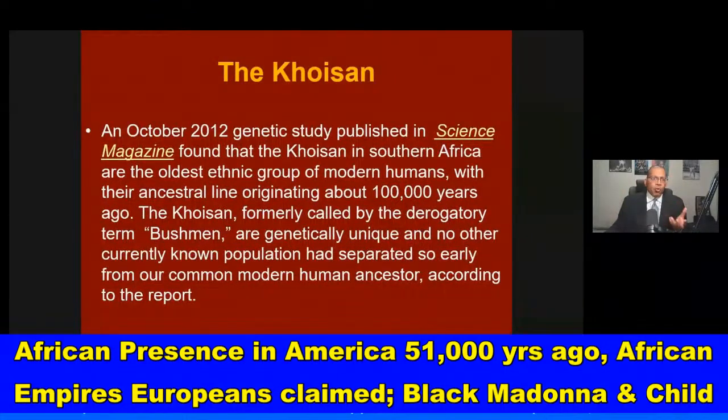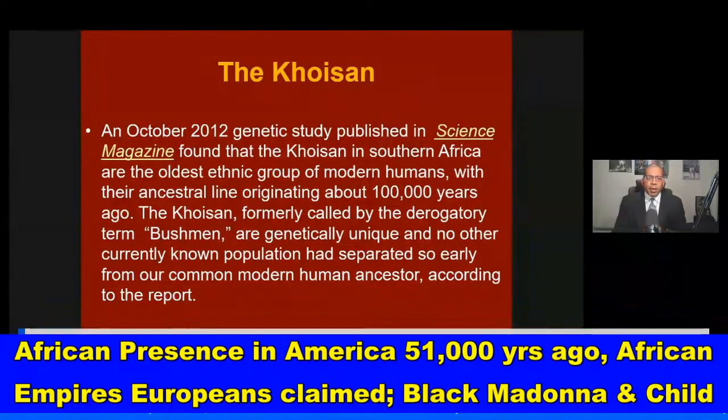there. So the Khoisan, in an October 2012 genetic study published in Science magazine, it found that the Khoisan in southern Africa are the oldest ethnic group of modern humans, with their ancestral line originating about 100,000 years ago. The Khoisan, formerly called by the derogatory term Bushmen, are genetically unique, and no other currently known population has separated so early from our common modern human ancestor, according to the report.